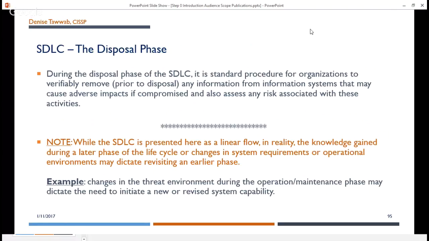And a note, while the SDLC is presented here as a linear flow, in reality, the knowledge gained during a later phase of the life cycle or changes in system requirements or operational environments may cause you to have to go back and revisit earlier phases. So we presented it here as linear, but sometimes as iterative. Example, changes in the threat environment during the operation maintenance phase may dictate the need to initiate a new or revised system capability.